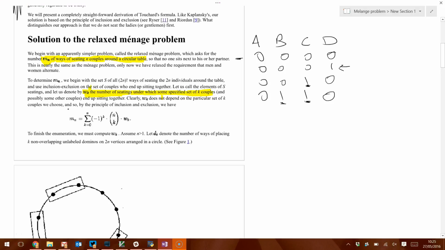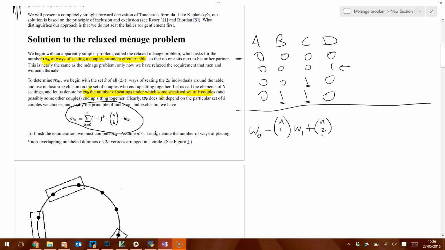Okay, so now there's this formula here. The number of ways of sitting people around the table so that nobody's sitting with their partner is the sum of k from 0 to the number of couples, of minus 1 to the k, meaning we're alternating adding and taking away, times N choose k times the number of arrangements in which k particular couples sit together. So that is right over here. That's W0 minus N choose 1 W1 plus N choose 2 W2 minus N choose 3 W3, and so on.